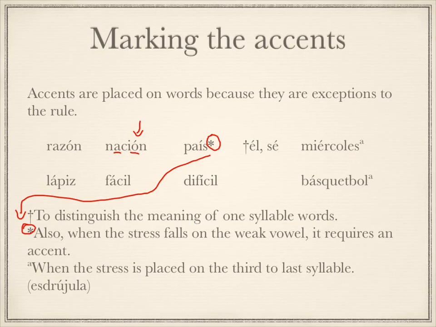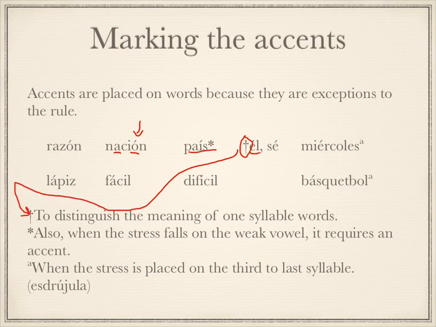So, boom, boom, boom. Okay, país. Es un ejemplo, okay? The stress is sobre la I. Otra vez, una marca. Sígueme. Okay, to distinguish the meaning of one syllable words. For example, él and el without the accent. Él is the pronoun he. El is the article, the definite article, the. Se versus sé. Se is the reflexive pronoun, se. Y también sé is from the verb saber, which means to know, or I know.